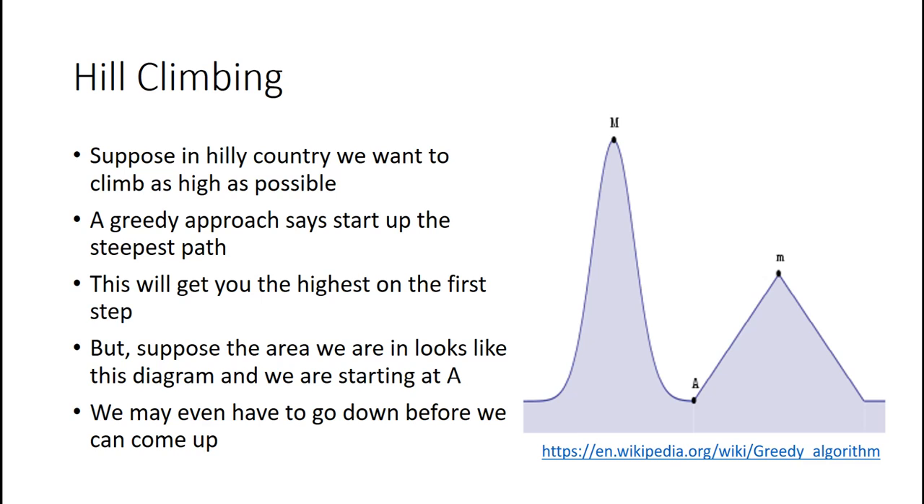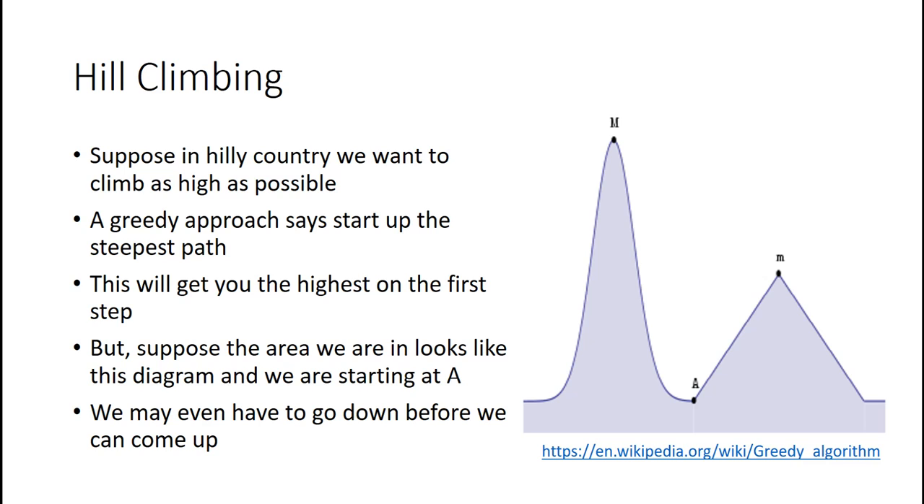A greedy approach says start up the steepest path, right? If you want to end up on the top of something, go up. This will get you the biggest gain on the first step. And of course, at that point, it's very likely on the next step as well. But suppose the area we're in looks like this diagram and we're starting at position A. If we take the upward path, we'll end up at small m, where we've gone uphill, but we haven't hit the highest peak by any means.